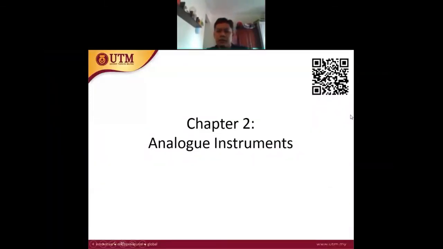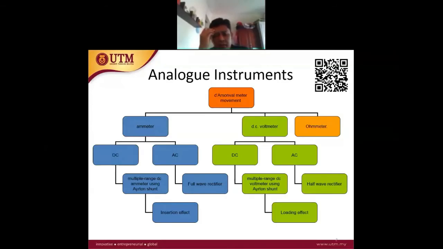Okay, so we now come to the second chapter regarding the analog instruments. Analog instrument is the forefather of the electrical measurement device, but the analog instrument is still relevant until today and can be widely seen or available in the market.